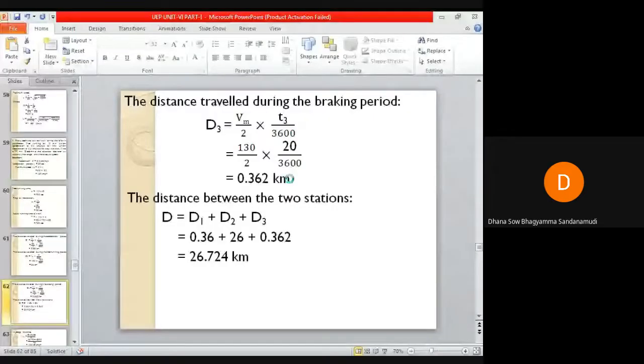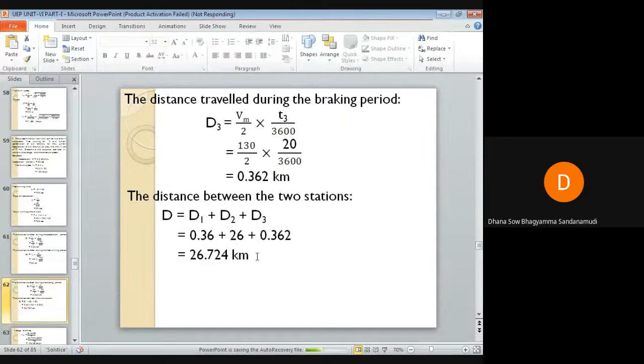Now we have calculated the distance traveled during acceleration, during running, and during retardation. So you can determine the total distance traveled between the stations, which has been asked in the problem. The total distance is the distance during acceleration, 0.36, plus the distance during running, 26, plus the distance during retardation, 0.362. If you add these, you will get 26.724 kilometers. We have calculated the total distance traveled from one station to another.